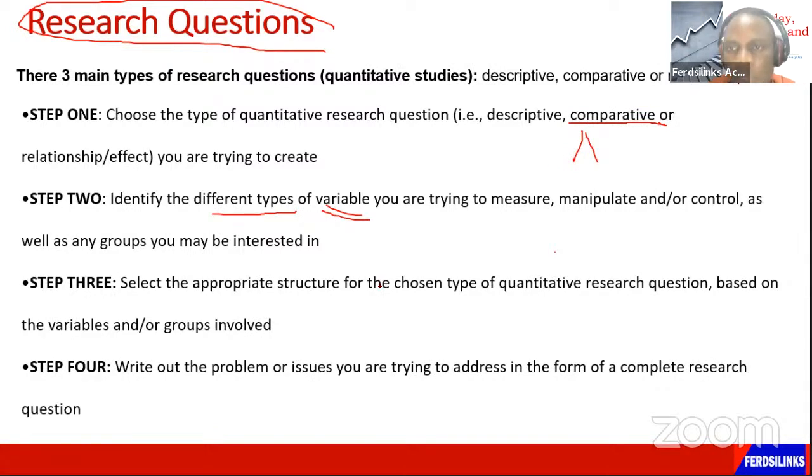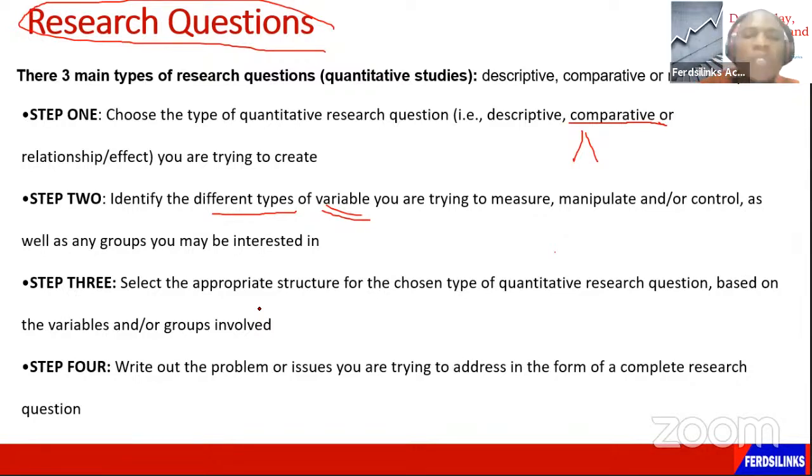Now, once you have done this, you need to select the appropriate structure for the chosen type of research question. For instance, when we are doing our data analysis training, we always take time to go through how you can actually structure a research question. For instance, if we're talking about descriptive research questions, we have what proportion, what is, what frequency, and so on and so forth. You just have to do the descriptive.